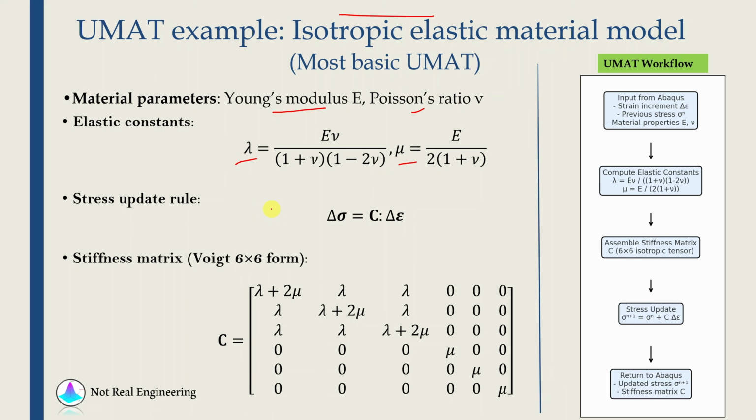Now what we have to provide in output. For each increment, Abaqus will provide us the strain increment in vector form, and the output should be stress. And you know the constitutive equation is nothing but the relation between strain and stress. Hence in this subroutine, we have to come up with this stiffness matrix. And for an isotropic elastic material, that stiffness matrix is given as shown over here. So we will know Young's modulus and Poisson's ratio. We will convert them into lambda and mu.